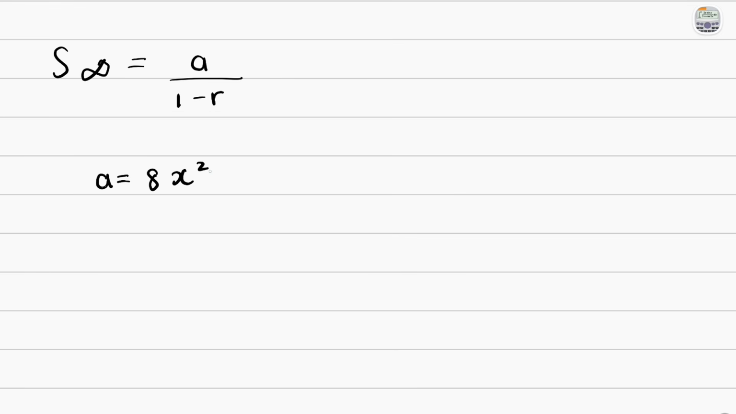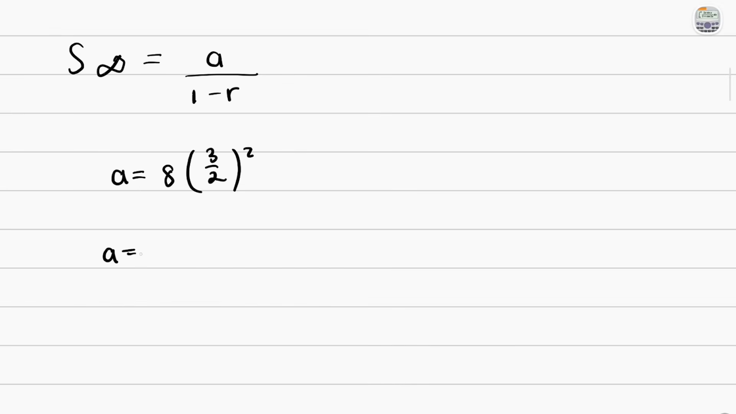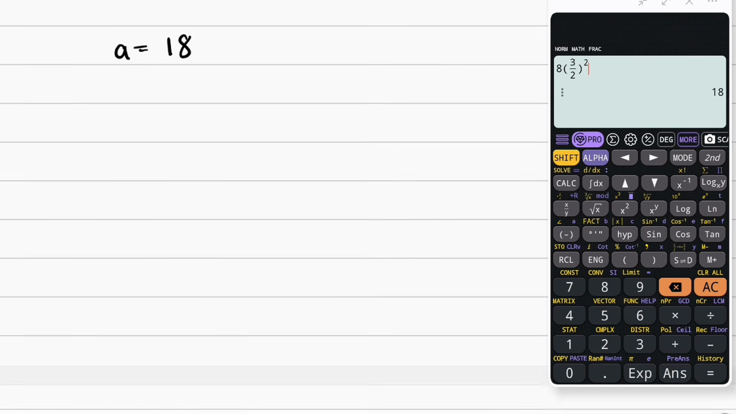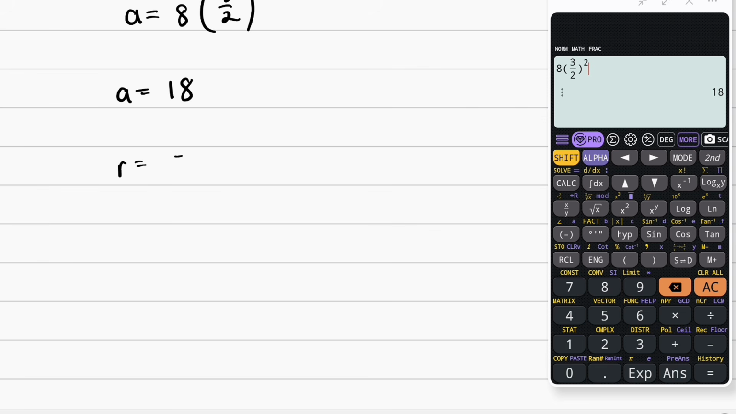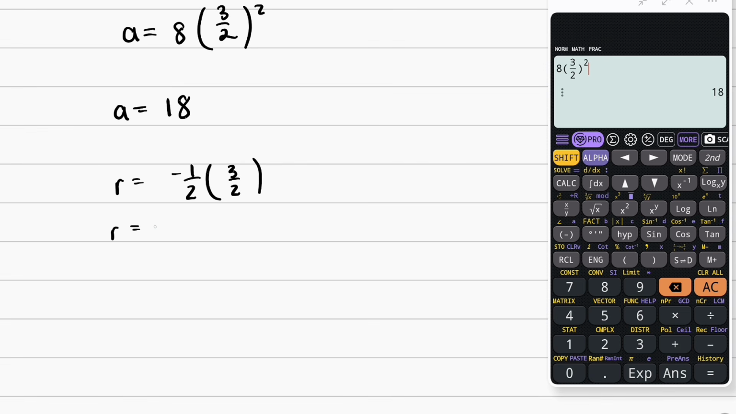8x squared. And in place of x, we substitute 3 over 2. So this is 3 over 2 all squared. And you can just find this value. It's fine on the calculator. And that is 18. And then we just need the value of r, which is negative 1 over 2x. So r equals negative 1 over 2x, but we know that x is 3 over 2. So this is just negative 3 over 4. So r equals negative 3 over 4.